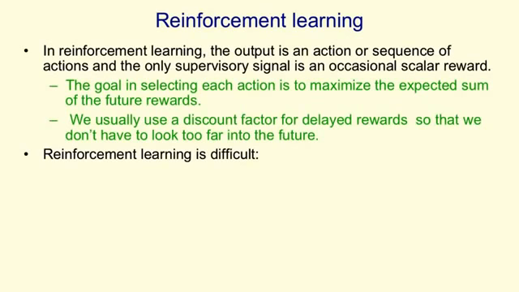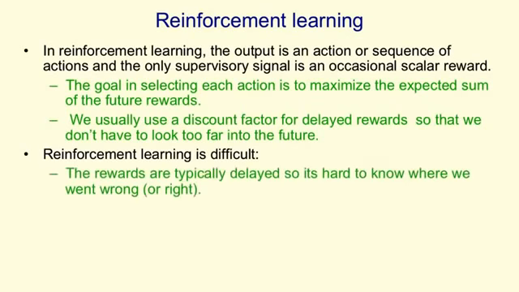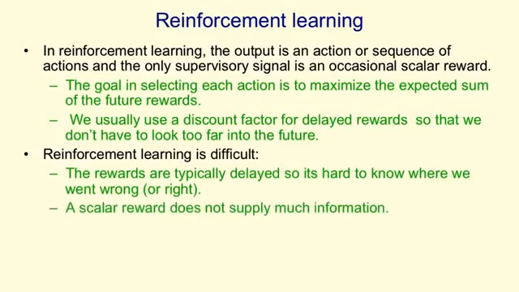Reinforcement learning is difficult. It's difficult because the rewards are typically delayed, so it's hard to know exactly which action was the wrong one in a long sequence of actions. It's also difficult because a scalar reward, especially one that only occurs occasionally, does not supply much information on which to base the changes in parameters. So typically, you can't learn millions of parameters using reinforcement learning, whereas with supervised learning and unsupervised learning, you can. Typically in reinforcement learning, you're trying to learn dozens of parameters, or maybe 1,000 parameters, but not millions.